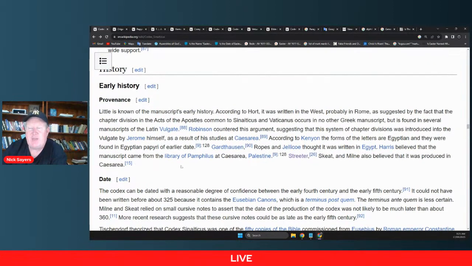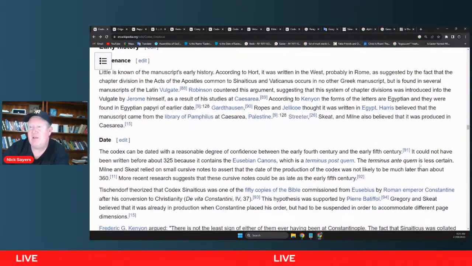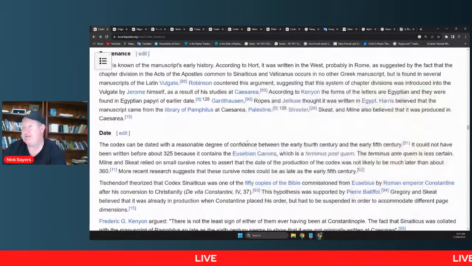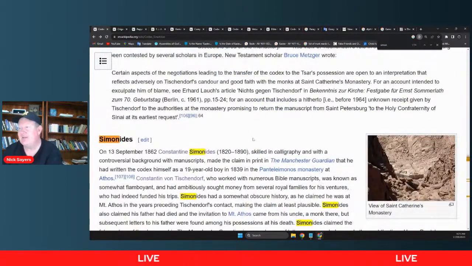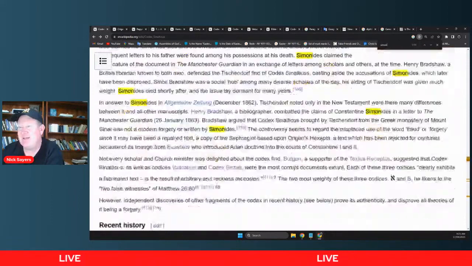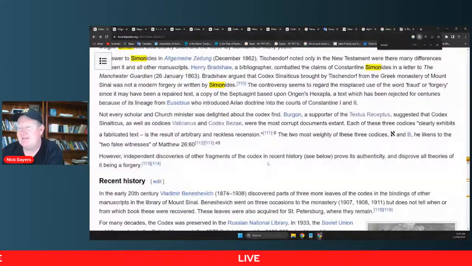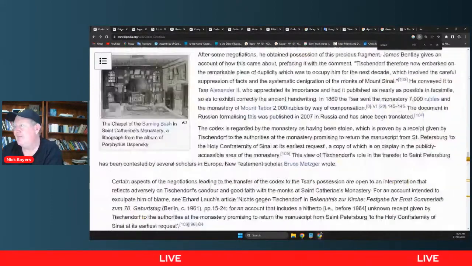Notice there's an alternative view that this was written by a modern forger named Simonides. So maybe it does mention Simonides in this article. Maybe if I type in 18 or Simon. Yeah, it does have a whole section on Simonides. That's very interesting. Okay.